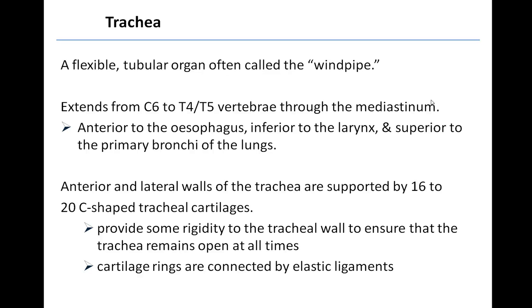The hyaline cartilage will provide rigidity to the tracheal walls to make sure the trachea remains open or patent at all times. So it's flexible, allows movement to occur, and that's important when the esophagus is having a big lump of food coming through. It'll push against the trachea. However, there's enough stiffness in the cartilage to keep the airways open at all times. The cartilage rings are connected with one another by elastic ligaments.